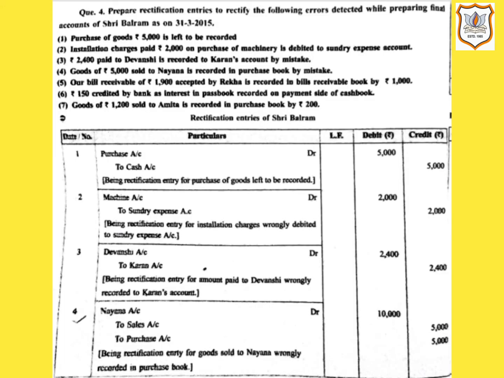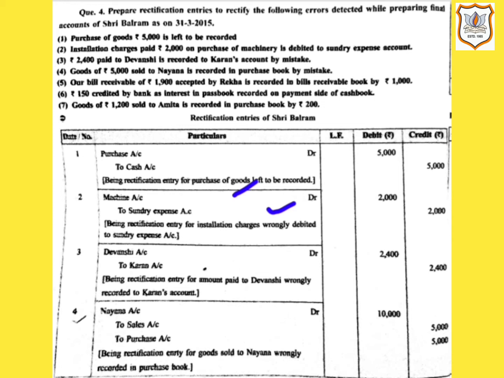And what is remaining with us now in step number 2 and step number 3? Here we have machine account debit, and in step number 2 sundry expense account is credited. So here our rectifying entry would be machine account debit by rupees 2000 and sundry expense account will be credited by rupees 2000. So here is our rectifying entry, that is machine account will be debited by rupees 2000 and sundry expense account will be credited by rupees 2000.